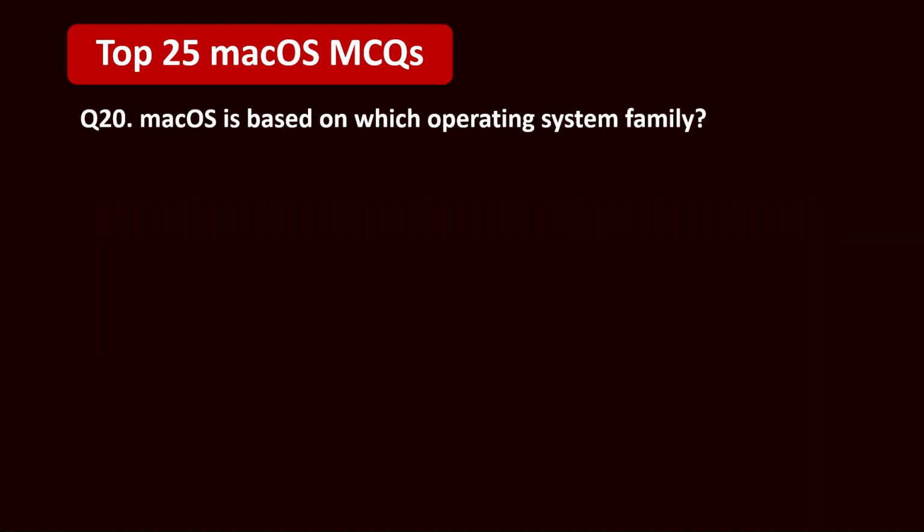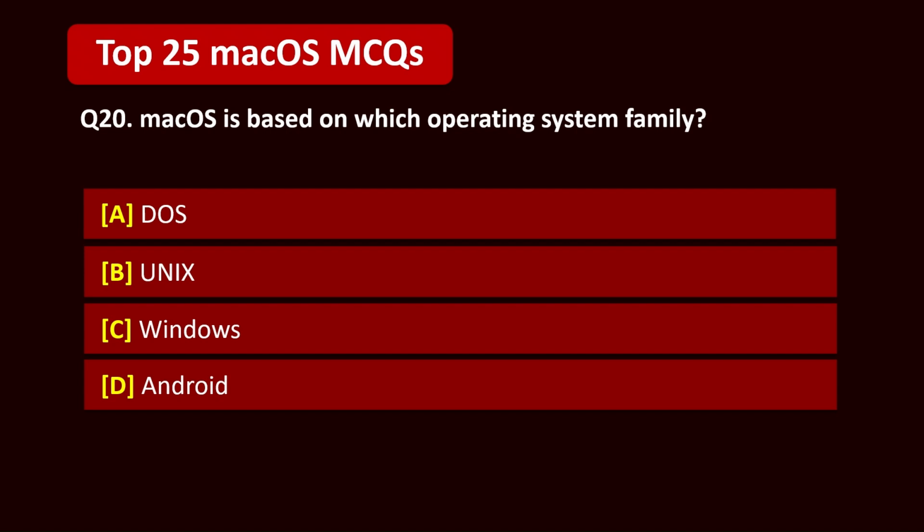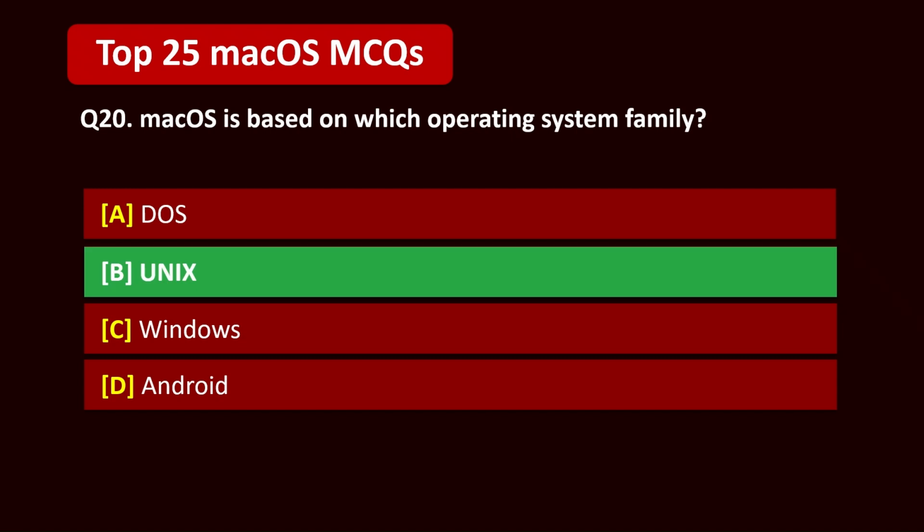Question 20. macOS is based on which operating system family? A. DOS, B. Unix, C. Windows, D. Android. 5, 4, 3, 2, 1. Correct answer is B. Unix.